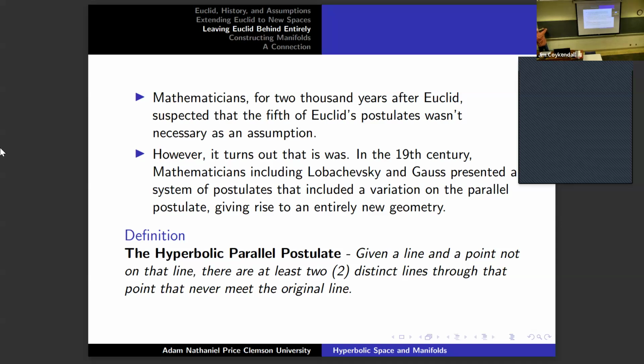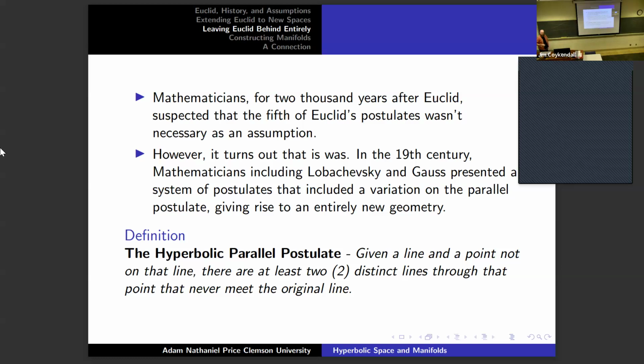So all the same rules apply. If you have 2 points, you can connect them with a line segment. If you have a line segment, you can extend it into a line. If you have a point and a radius, you can draw a circle. And all right angles are the same. So you can fit the same number of angles around a single point. But now, if you have a line and a point, you don't have a unique line going through that point. Now you have at least 2.